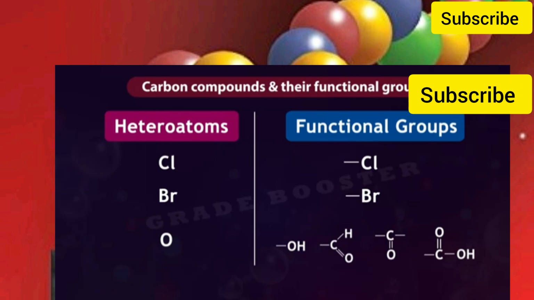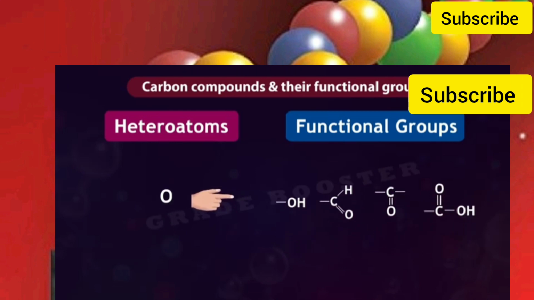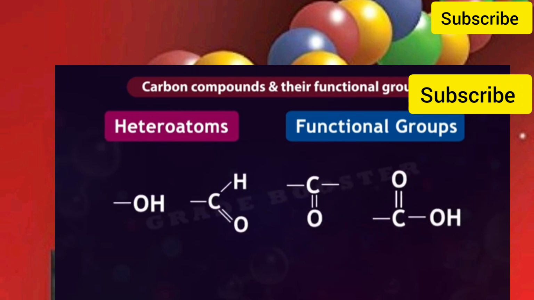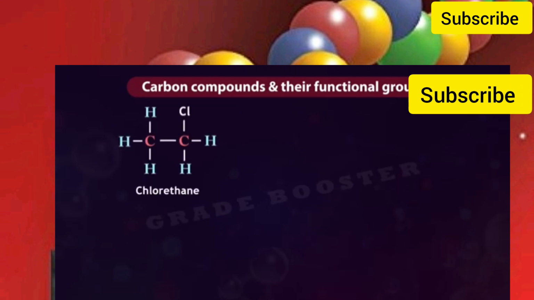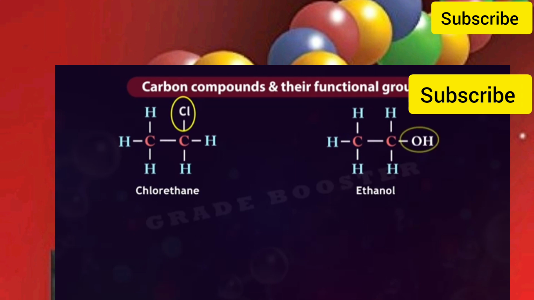Sometimes heteroatoms pair up with some other atoms and form groups. For example, here oxygen is the heteroatom. It forms various functional groups like alcohol, aldehyde, ketone, carboxylic acid, etc. This is chloroethane. Here chlorine is the functional group. This is ethanol. Since OH is the functional group, it is an alcohol.